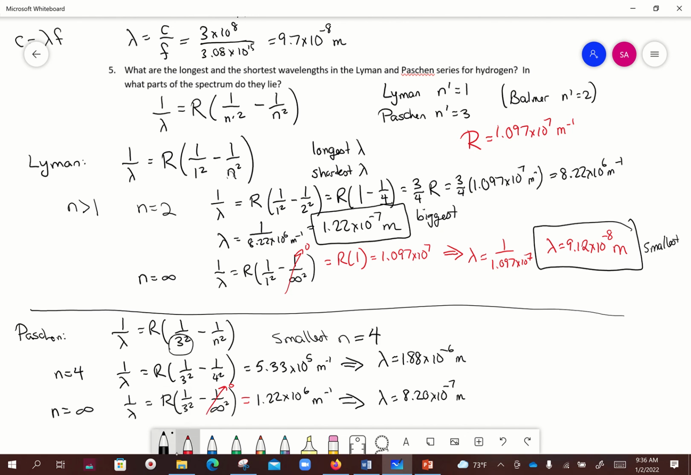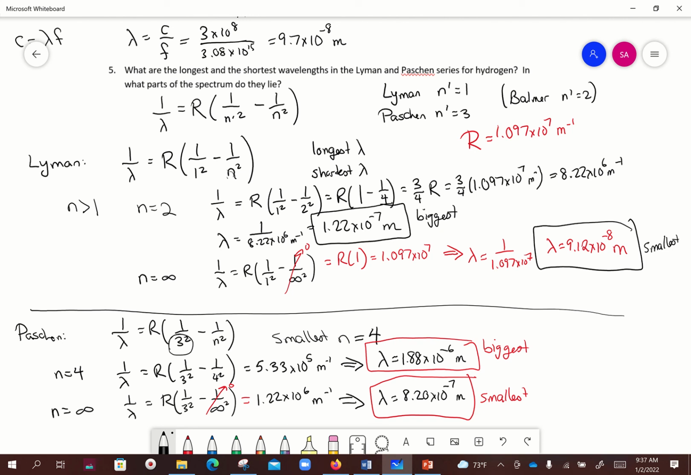So again, this one is the smallest, and this one is the biggest. So again, if you can't remember which gives you the biggest and which gives you the smallest, just do the two calculations and look at them and see which number's bigger, which one's smaller. All right, so the last thing it asked was which part of the spectrum do they lie in?